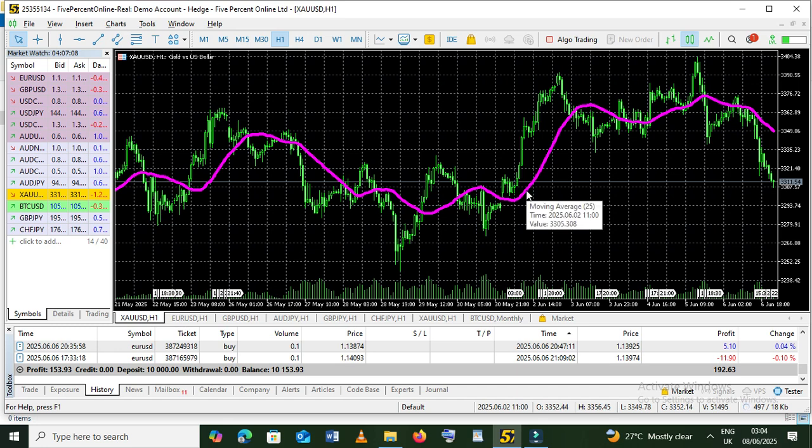So after analyzing using the moving average, you can delete by right clicking on top of the indicator and clicking on delete. It will go.